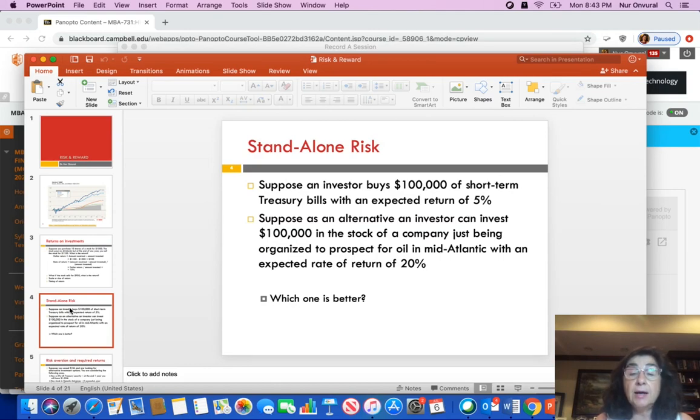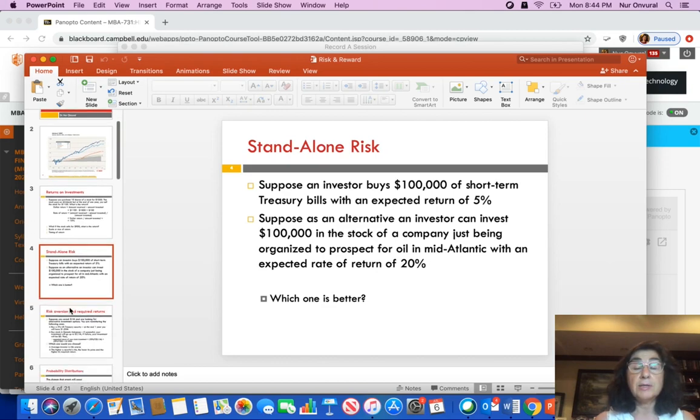On the risk side, let's look at this example. Suppose an investor buys $100,000 worth of short-term treasury bills with an expected return of 5%. There's also an alternative. This same investor can invest $100,000 in the stock of a company just being organized to prospect for oil in the mid-Atlantic, with an expected rate of return of 20%.